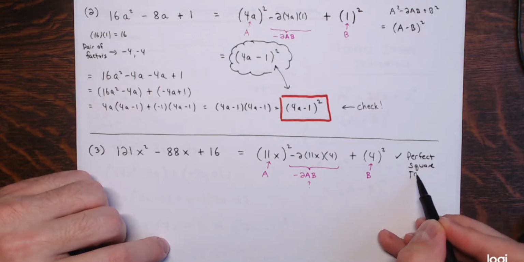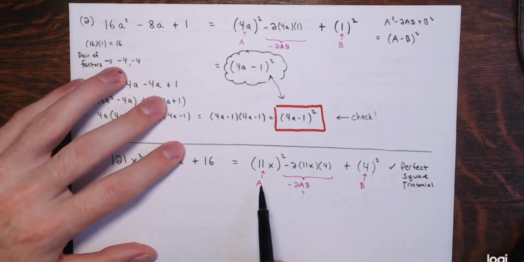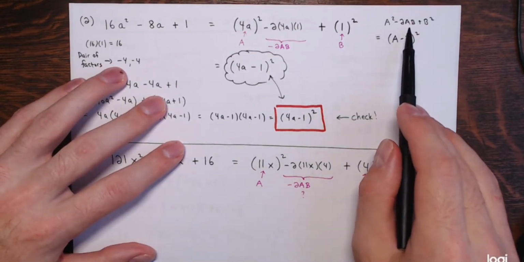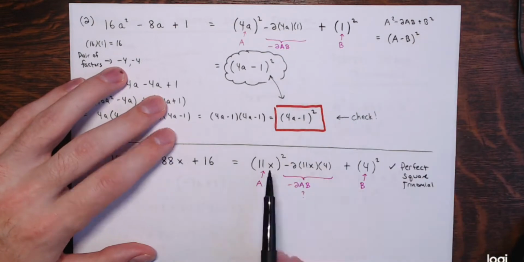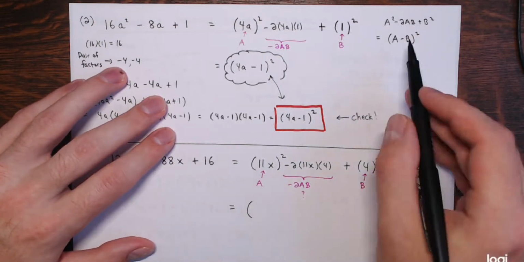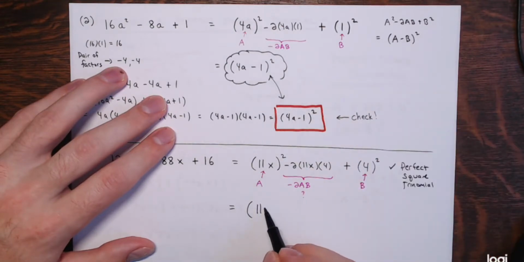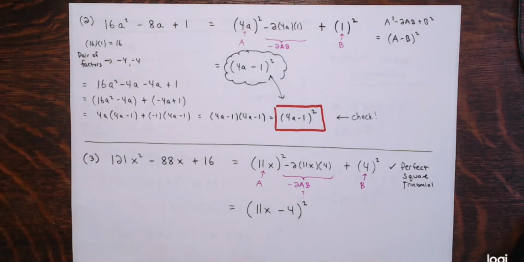and can be factored very quickly. And we saw that this is in that form, a squared minus 2ab plus b squared, where a is 11x and b is 4. So this factors to just the quantity a minus b squared. So 11x minus 4 squared. And I'm done.